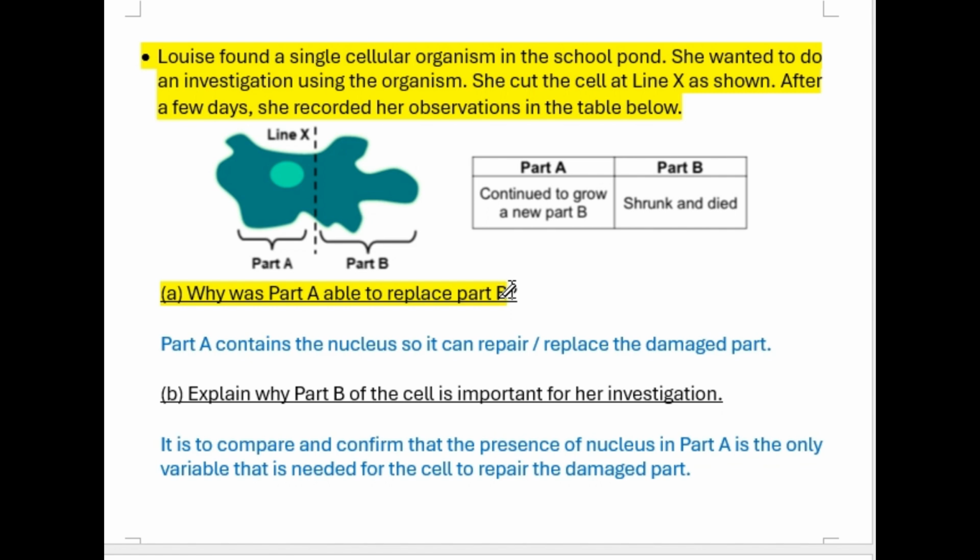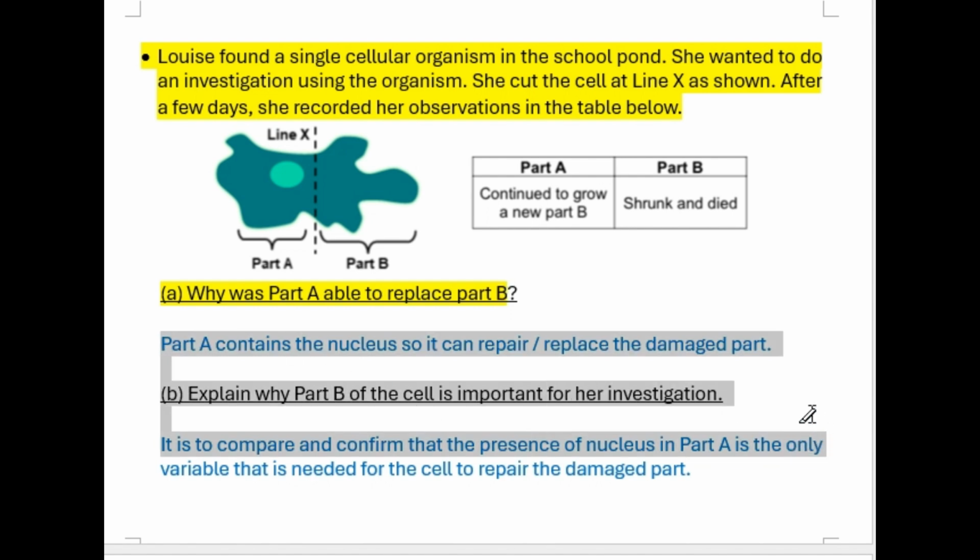B. Explain why Part B of the cell is important for her investigation. It is to compare and confirm that the presence of nucleus in Part A is the only variable that is needed for the cell to repair the damaged part.